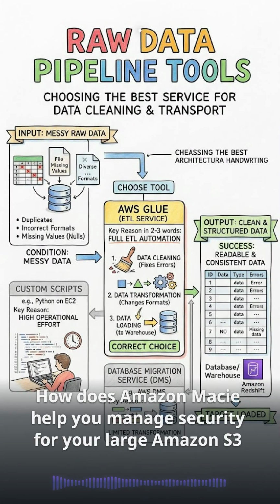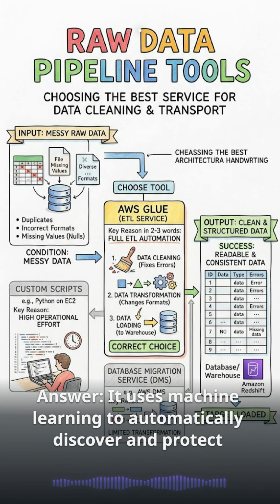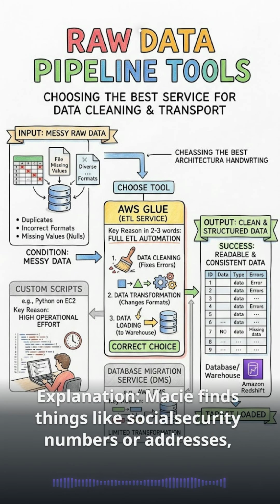40. How does Amazon Macie help you manage security for your large Amazon S3 data lake? It uses machine learning to automatically discover and protect sensitive personal information in your S3 buckets. Macie finds things like social security numbers or addresses, and alerts you if they are left in an unencrypted state.